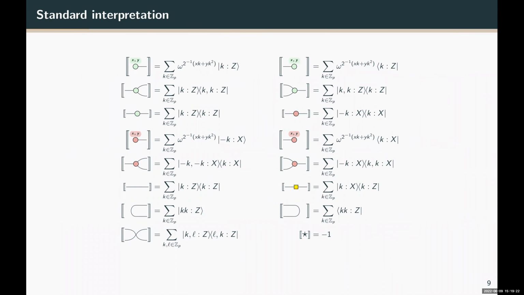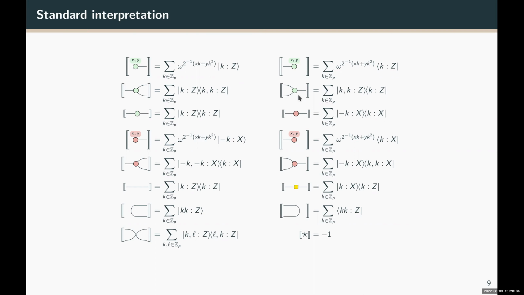This is the standard interpretation of these generators into Hilbert space. I don't really expect you to parse this whole definition and internalize it in the short amount of time I'm going to stay on this slide. But I do think it's worthwhile to point out a couple of details. When I define this interpretation, I use this notation K semicolon Z to describe the eigenvectors of the Z operator, which in this case correspond to the computational basis we had earlier, and analogously for the eigenvectors of the X operator.